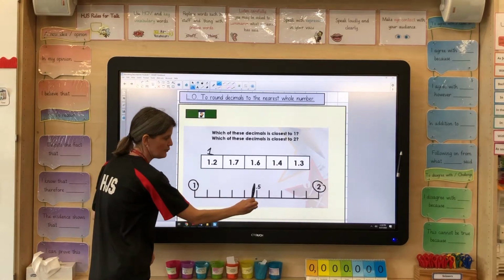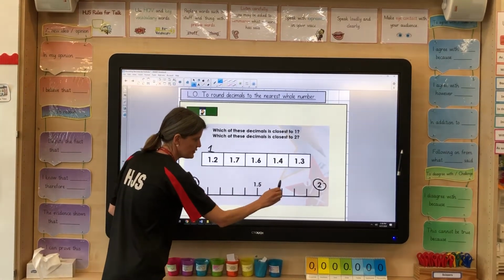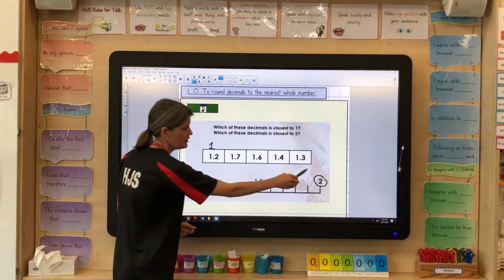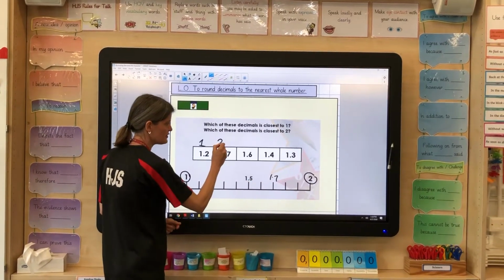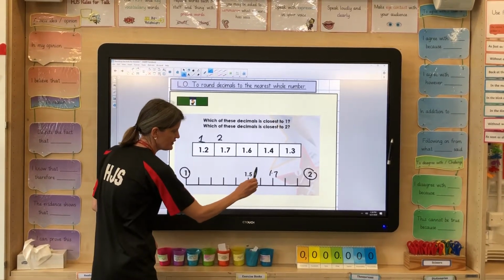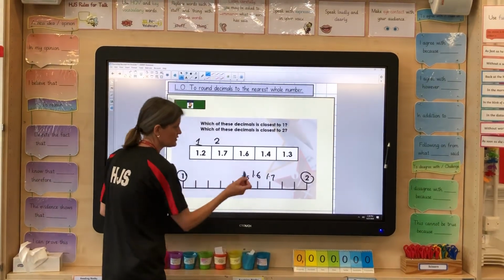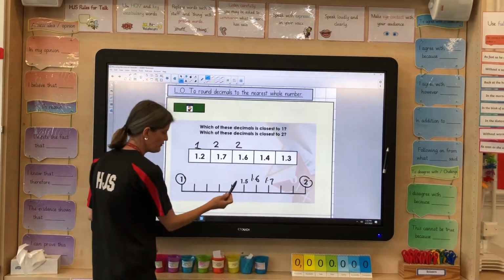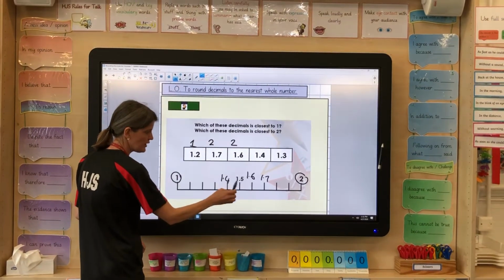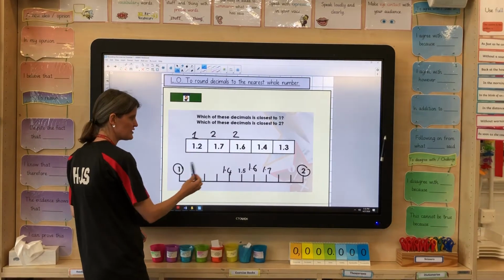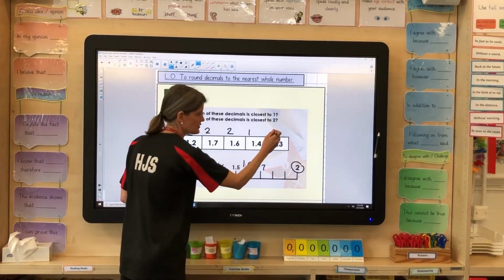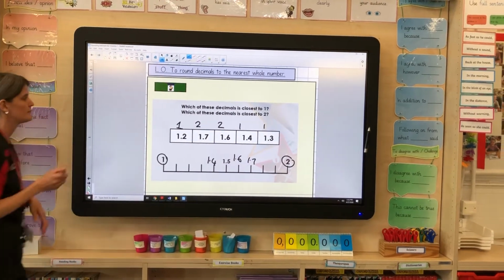1.7, 1.5, 1.6, 1.7. Because 1.7 is this side after 1.5, we're going to round it up to 2. It's closer to 2 than it is to 1. 1.6 is also on this side, so it's going to be closer to 2. 1.4, 1.1, 1.2, 1.3, 1.4. 1.4 comes before 1.5, so it's closer to 1. And 1.3 comes before 1.5, so it's closer to 1.